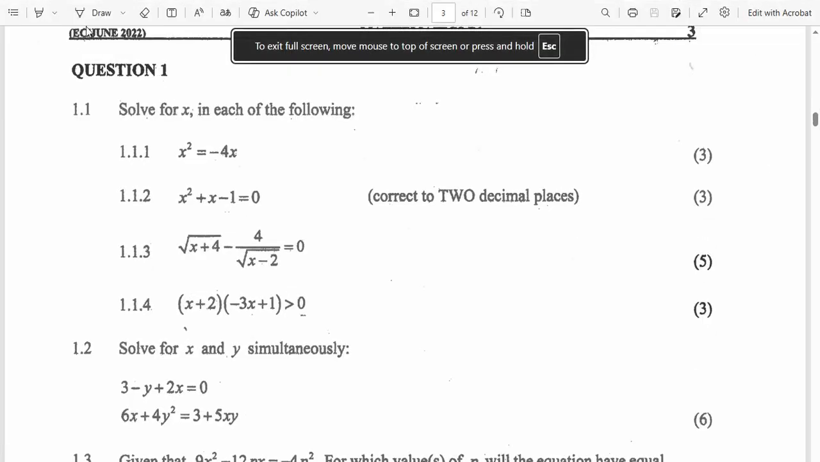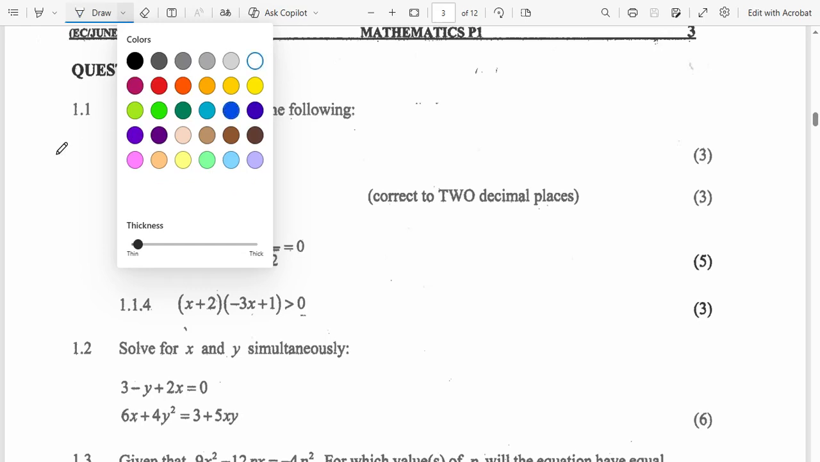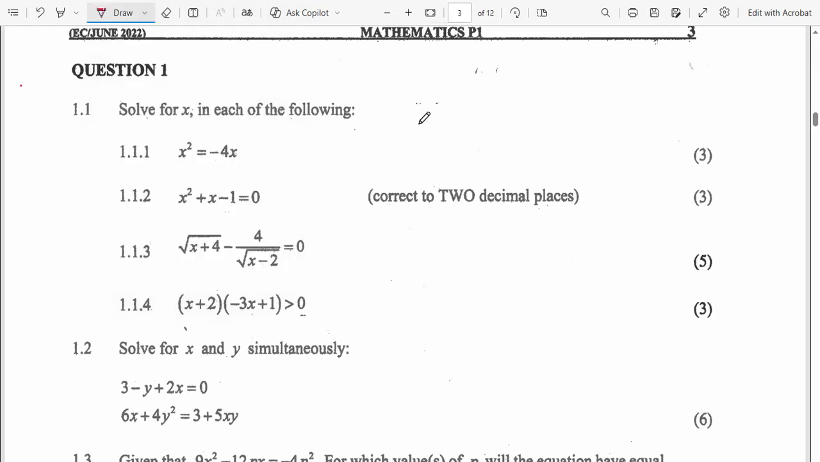Okay, grade 11s. Let's look at this question paper, guys. This is what we're going to work on. Look at what we are given on question 1. We're going to solve for x, and I'll take this step by step. Let's look at the first question, guys. Look at what you have on the first question.